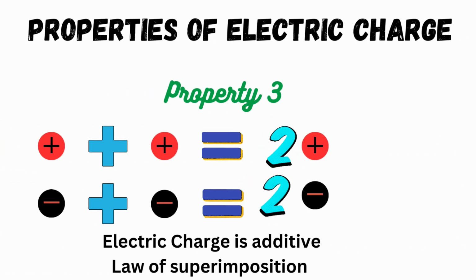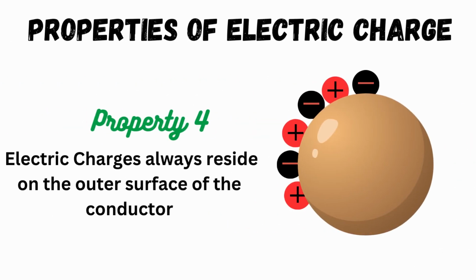In property 3, it is called the additive law or the law of superimposition, which implies that the value of charge is integral. Property 4 states that electric charges always reside on the outer surface of the conductor. You may argue that what about the charges that are within the matter? That we shall discuss under static electricity.